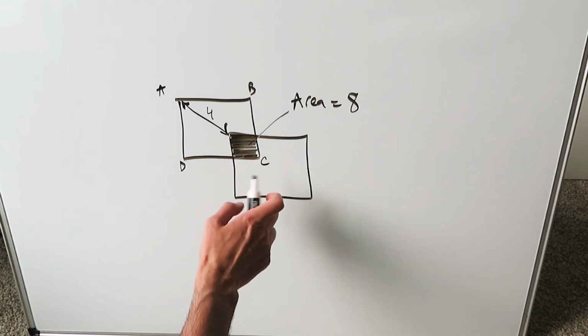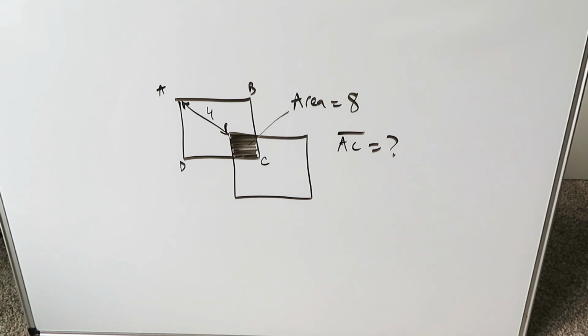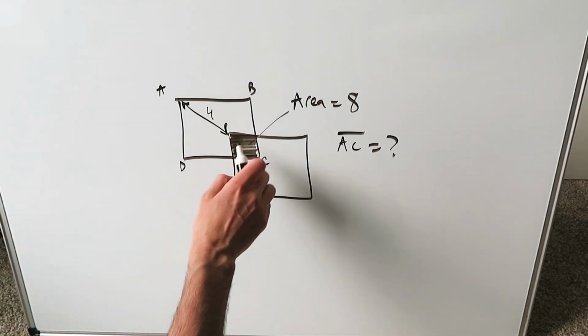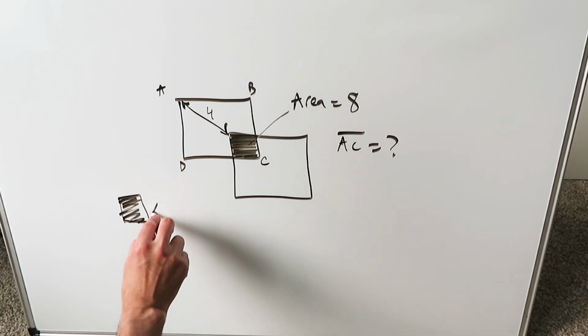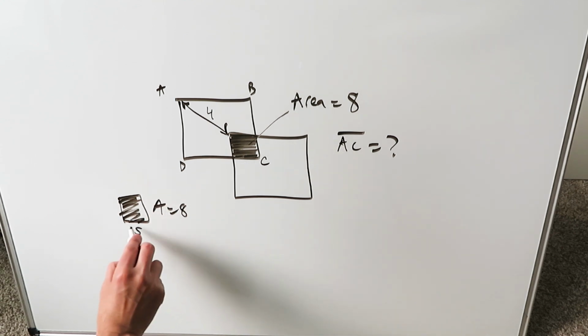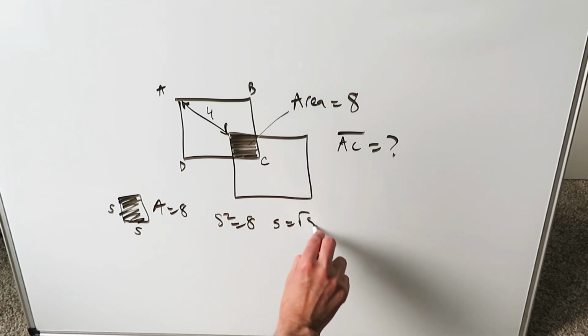If you can determine the diagonal, and we are talking about from A to C, we can determine the segment. It can help us all the way through. I'm looking at this overlapped square, and it has an area equal to 8. It has a certain side. S squared is equal to 8. S is equal to root 8.